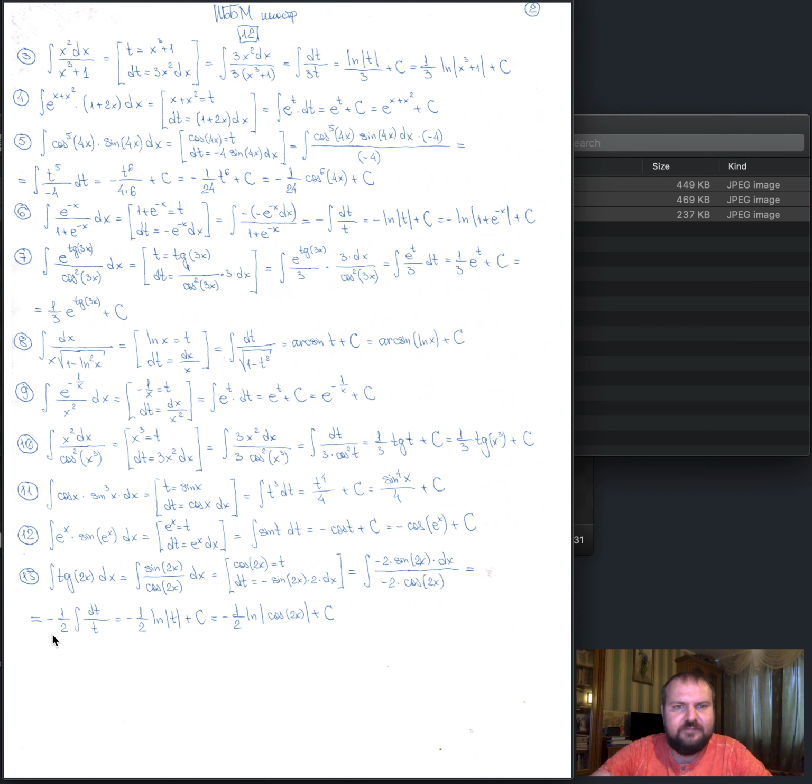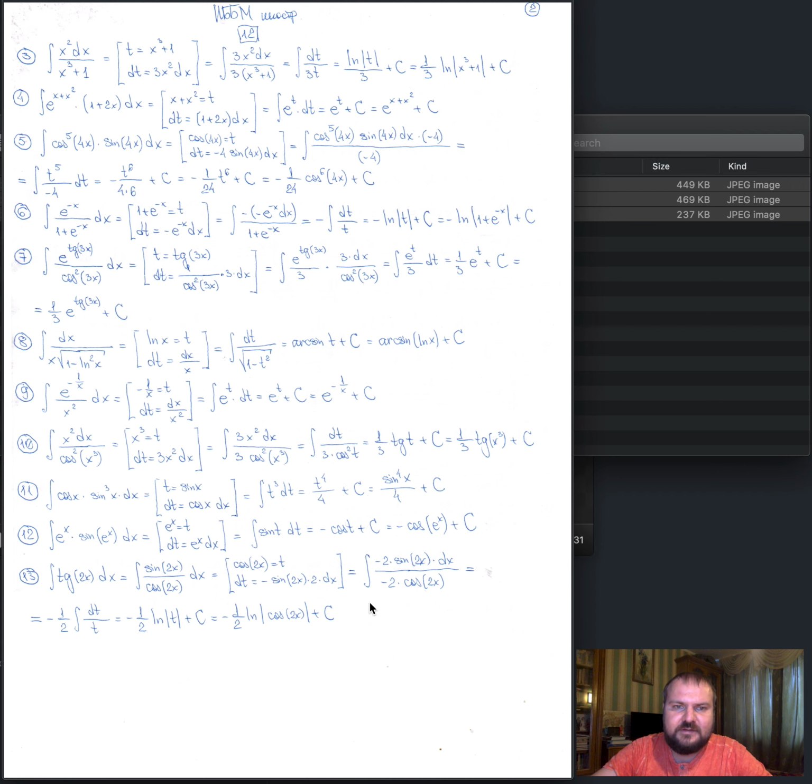The last integral for today, number 13. The integral of tangent of 2x dx. Tangent we rewrite as sine 2x divided by cosine 2x dx. Okay. New variable t equal to cosine 2x. We find the differential dt as minus sine 2x multiplied by 2 dx. We find here the sign minus and the number 2, so we need to divide this integral by minus 2.